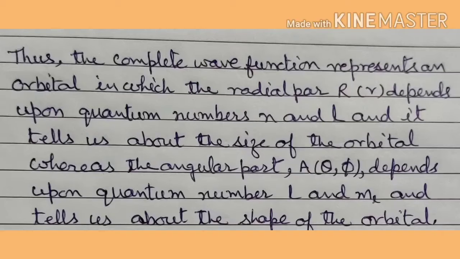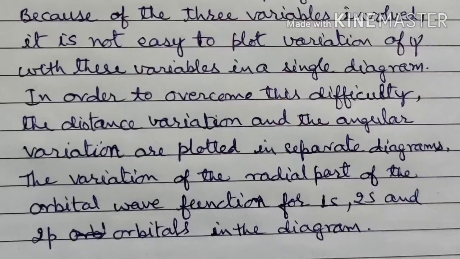So in this way we can represent the wave function as a product of the angular wave function and the radial wave function. Because of the three variables involved, it is not easy to plot the variation of psi with these variables in a single diagram. Because three variables are there, we cannot plot a graph for this, because for a graph we need only two. In order to overcome this difficulty, the distance variation and the angular variation are plotted in separate diagrams.